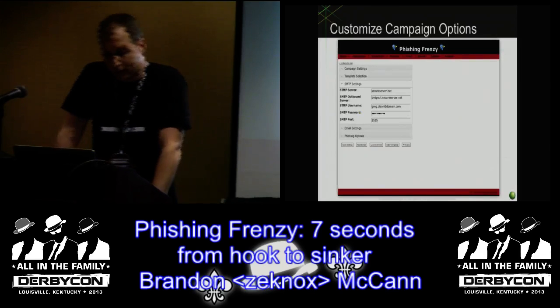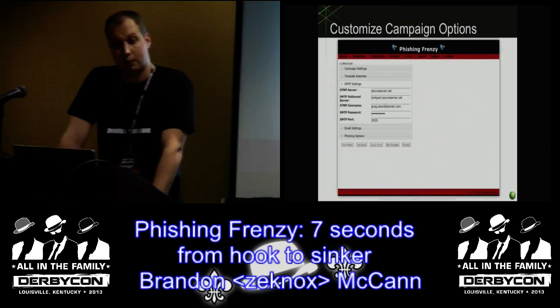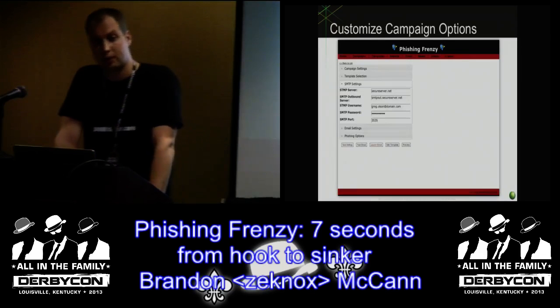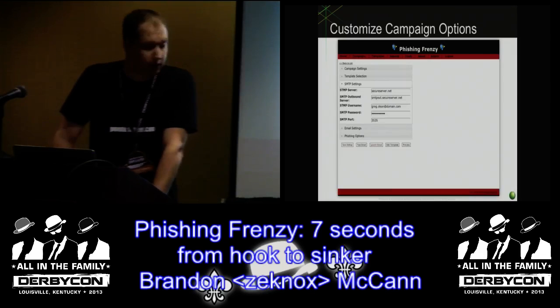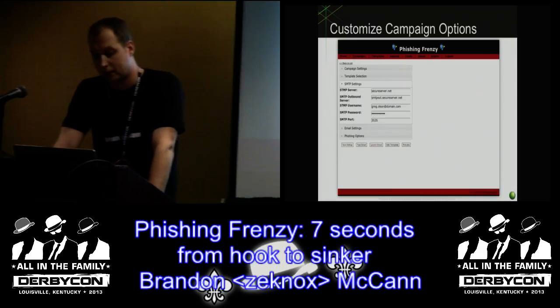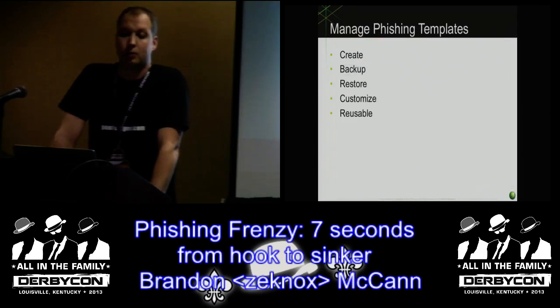So in Phishing Frenzy, once you've set up a campaign, you have various campaign options. Here's a simple example of how we set up SMTP settings. If you've ever set up anything like an email client, Outlook or Thunderbird, it's really the same. We're just deciding where we want to send our emails through, and in this case we're configured to use GoDaddy. We have a valid domain, an email account, and the port. So here's a simple example of how we customize the campaign, but we'll get into this more in the demo. Phishing Frenzy also allows us to manage phishing templates.